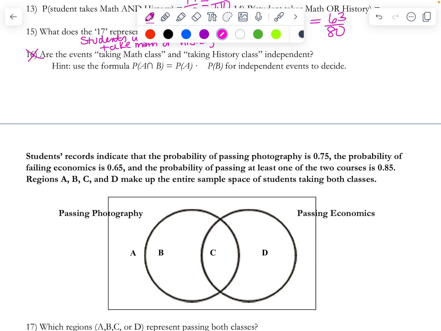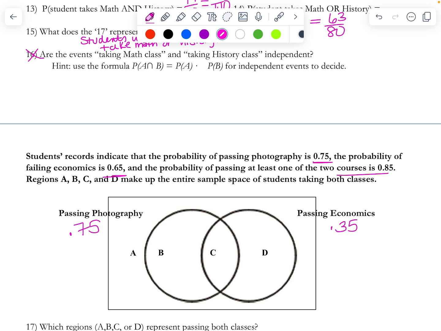So it says students' records indicate that the probability of passing photography is 75%. So we're going to say this is 0.75. Failing economics is 0.65. So passing is going to be 0.35. We subtract from 1. And the probability of passing at least one of the two courses is 0.85.